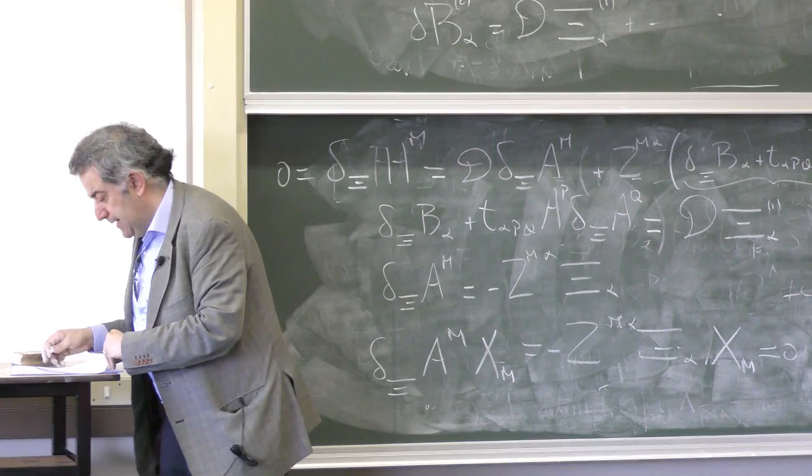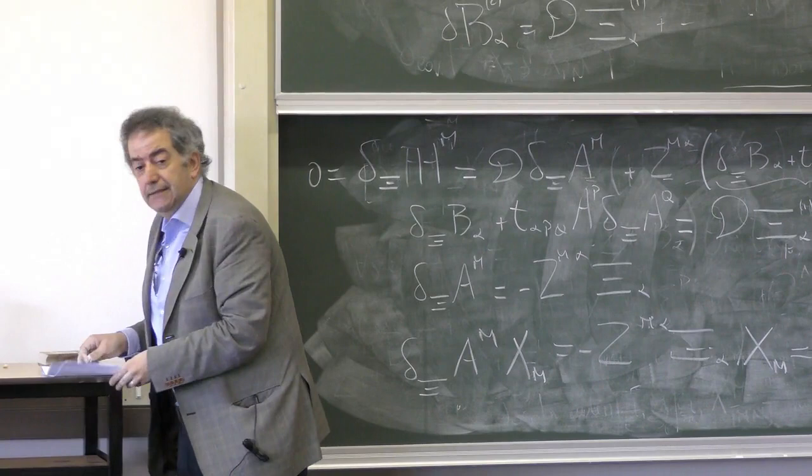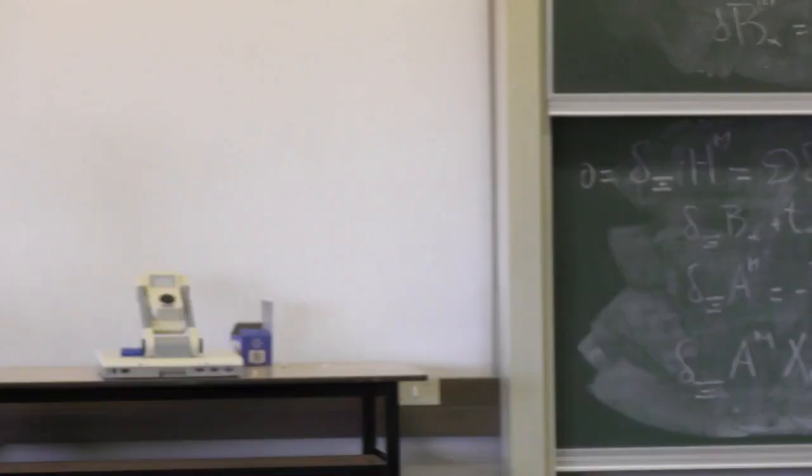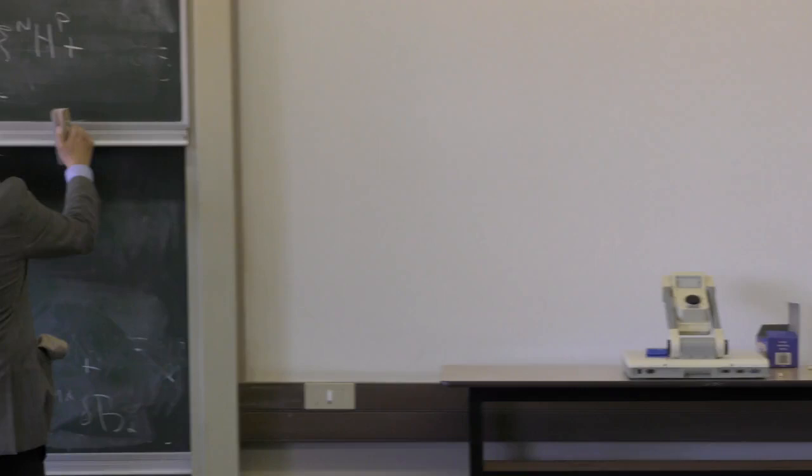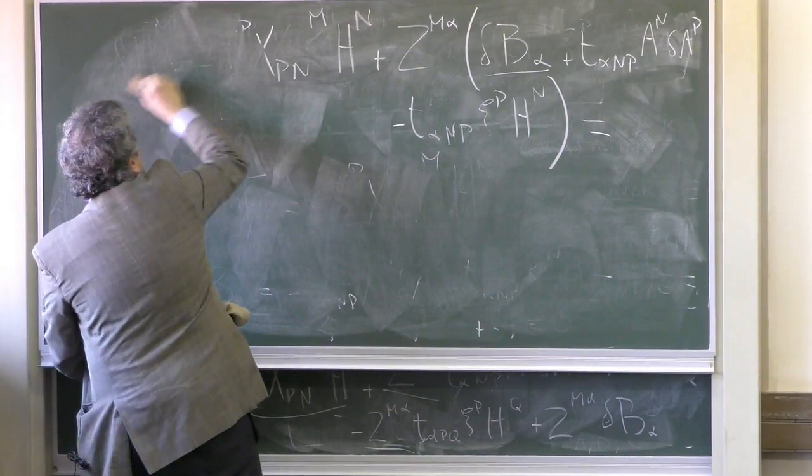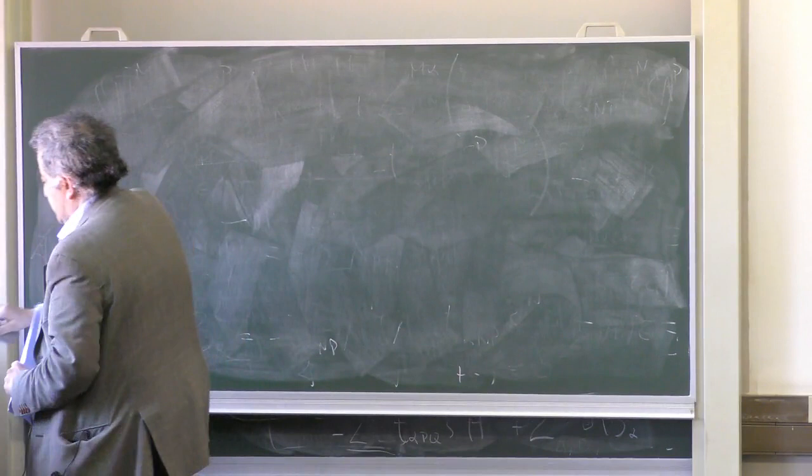Okay? So we can write the general form of the action in terms of these covariant quantities. Let me write down the final form of the bosonic action. I just focus on the bosonic action.